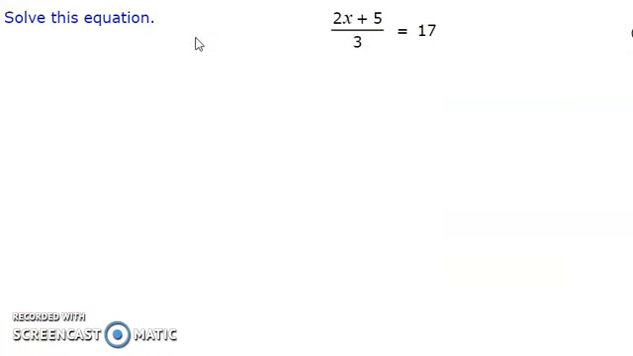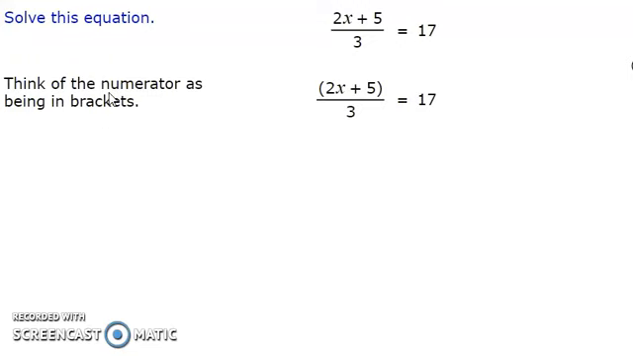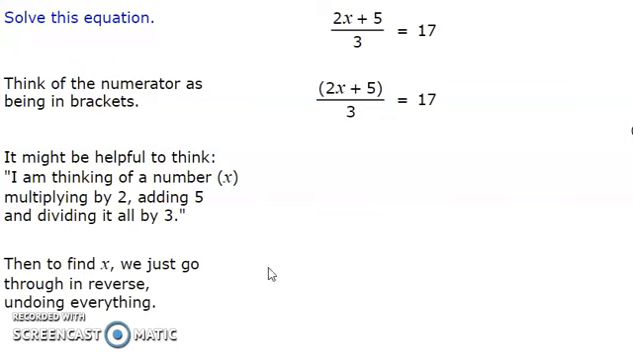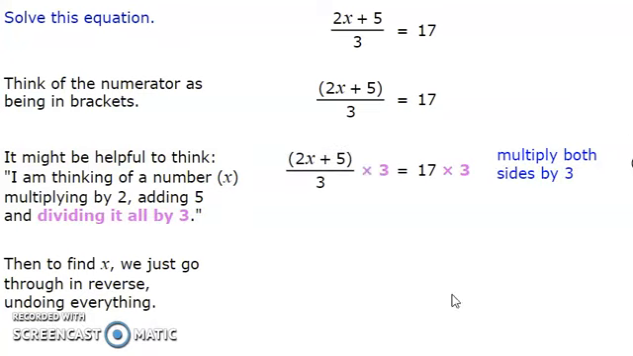Now let us solve this equation: 2x plus 5 all over 3 equals 17. Thinking of the numerator as being in brackets, it might be helpful to think: I am thinking of a number x, multiplying by 2, adding 5 and dividing it all by 3. Then to find x, we just go through in reverse, undoing everything. So what shall we do next?